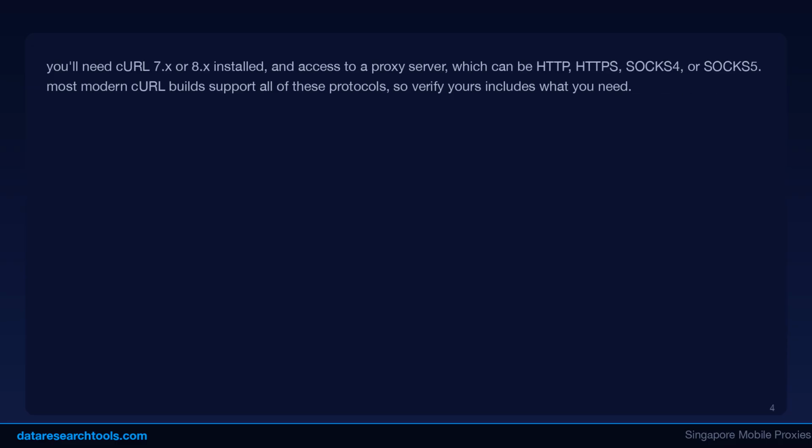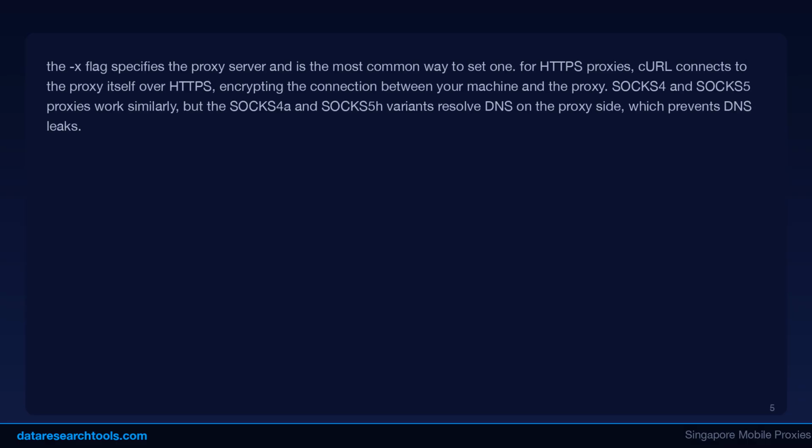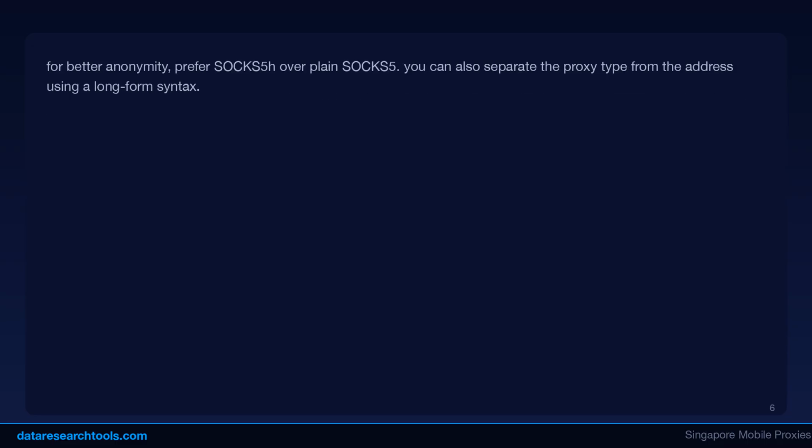4, or SOCKS5. Most modern cURL builds support all of these protocols, so verify yours includes what you need. That's the address of the proxy server, and is the most common way to set one. For HTTPS proxies, cURL connects to the proxy itself over HTTPS, encrypting the connection between your machine and the proxy. SOCKS4 and SOCKS5 proxies work similarly, but the SOCKS4a and SOCKS5h variants resolve DNS on the proxy side, which prevents DNS leaks. For better anonymity, prefer SOCKS5h over plain SOCKS5.